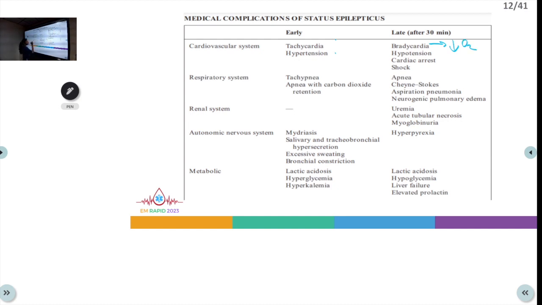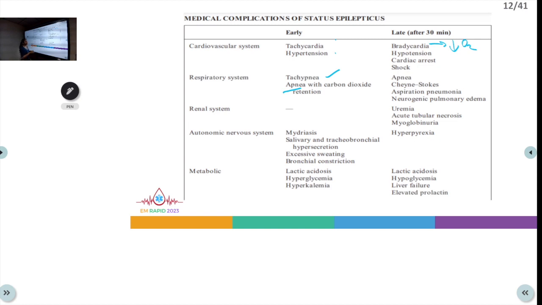Okay. Respiratory system, initially because of the seizure activity or because of the compensation to the elevated lactate, patient might have tachypnea. And later on, patient might go into apnea because of the carbon dioxide retention, stop breathing, then patient might aspirate, and neurogenic pulmonary edema is also possible. In the renal system, initially nothing might be abnormal, but later on, if the seizure activity continues, the patient might go into rhabdomyolysis, uremia, and acute tubular necrosis.